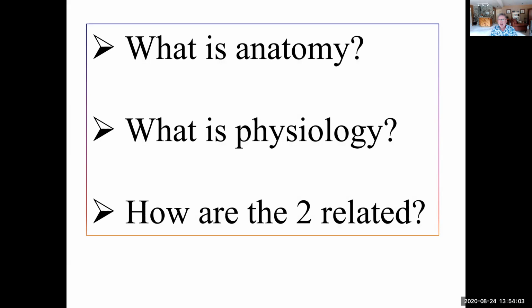We will be giving you lots and lots of examples of structure-function relationships in ANP 1, and you'll be hearing more about them, of course, in the second semester, ANP 2.